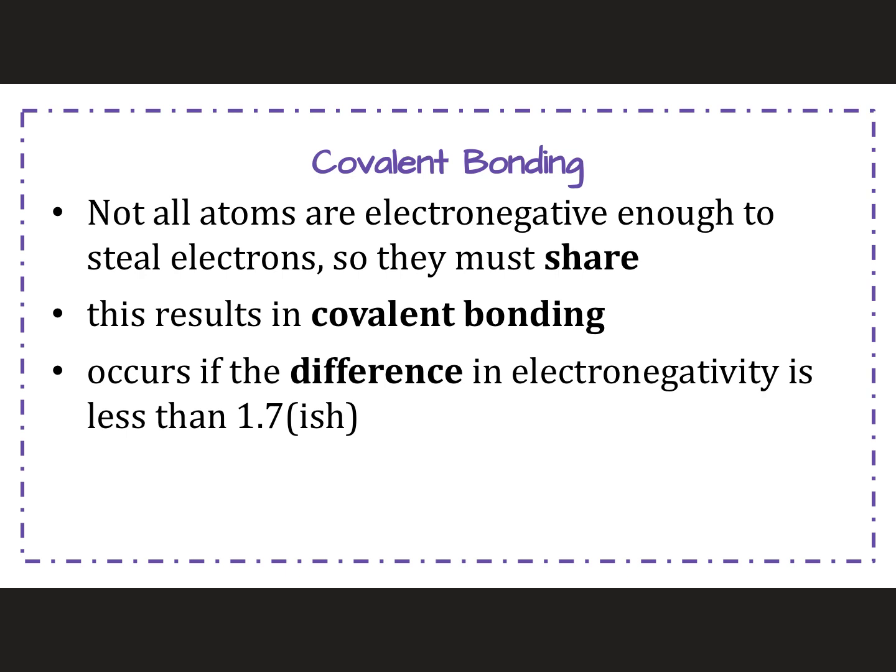It occurs if the difference in electronegativity is less than about 1.7. To identify it, covalent bonding generally happens between two non-metals.